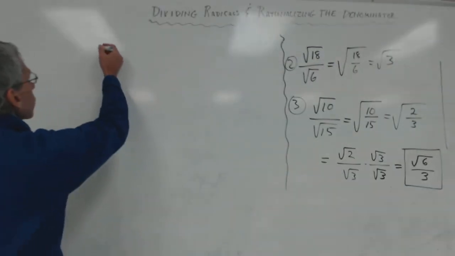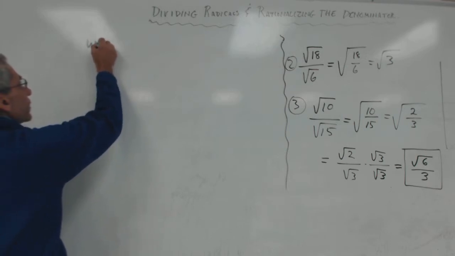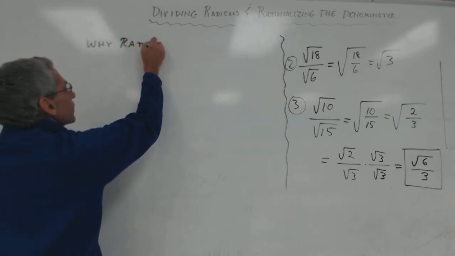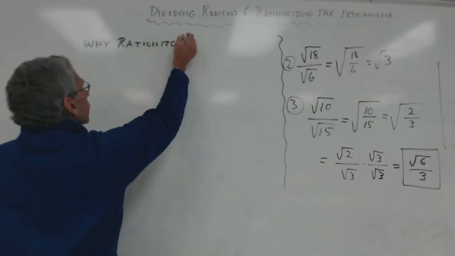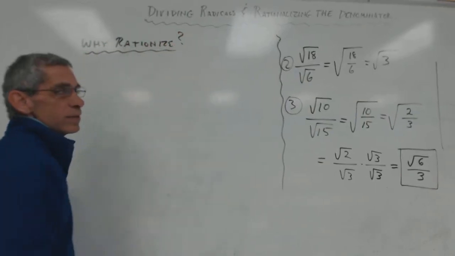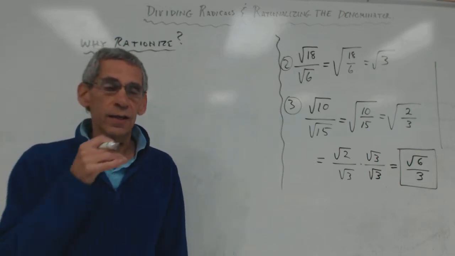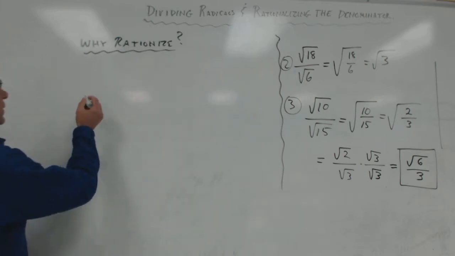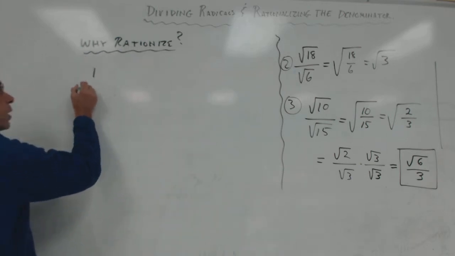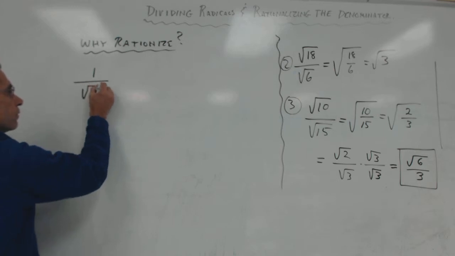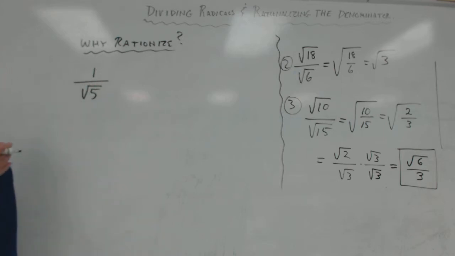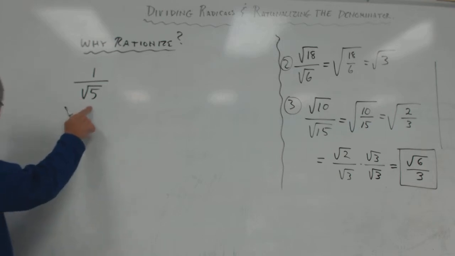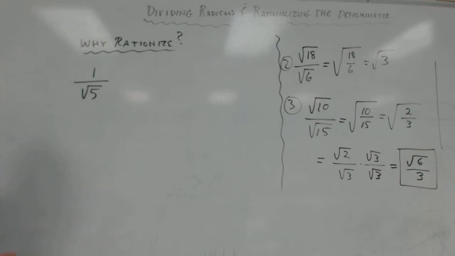Now the question is why? Why rationalize? It helps to just understand this. It's not that important, but it helps. Let me think of an example. Let's do something really simple. Let's say we had 1 over the square root of 5, and I asked you to simplify that. Simplifying would mean I have to rationalize it because I can't leave the square root of 5 in the denominator, right? So what would I do?